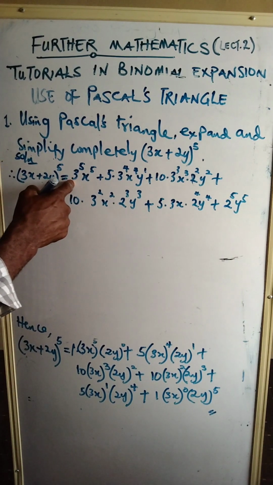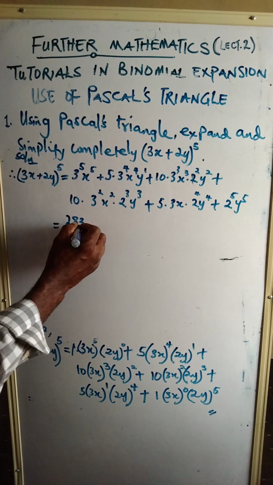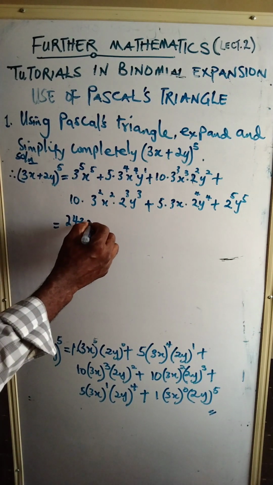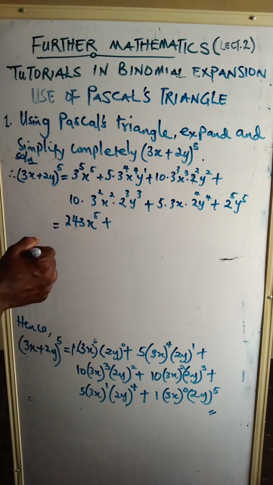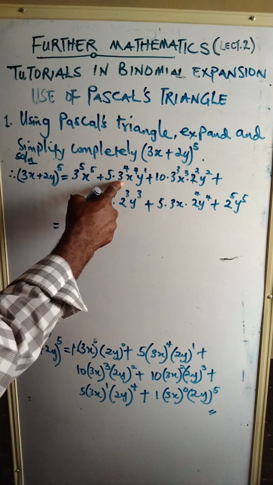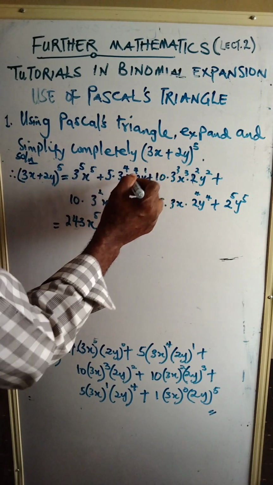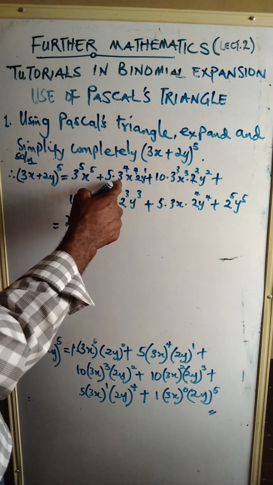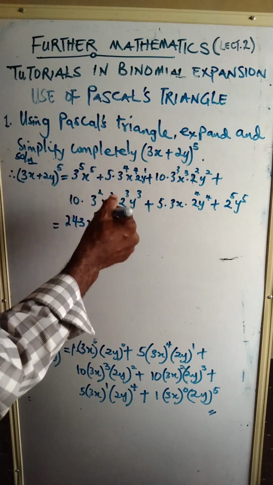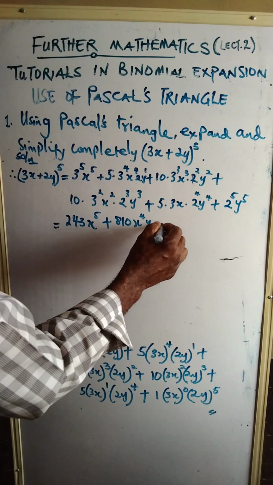3 times 3 times 3 times 3 in 5 places, that's going to be, all right, no, that's going to be 243. And then you have x raised to power 5. The next one is, this is going to be 81. Right, sorry, there should be 2 here. This is 2y. So this, if you multiply this, that's going to be 81. 81 times 2 times 5. 81 times 10. That's going to be 810. You have x raised to power 4, y raised to power 1.